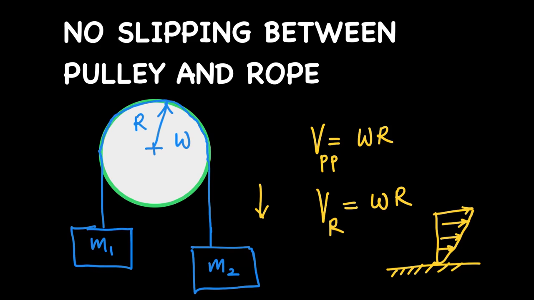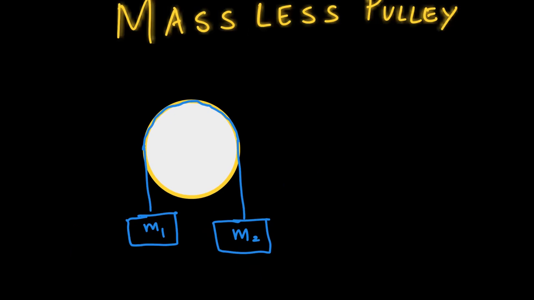That essentially means this will act as a tool for us to connect the two motions, to connect the rotation of the pulley with the linear motion of these two discrete masses. This is fairly useful in helping us to reduce the number of degrees of freedom for a particular problem. Before I wind up this video, one last assumption I need to talk about: massless pulley.